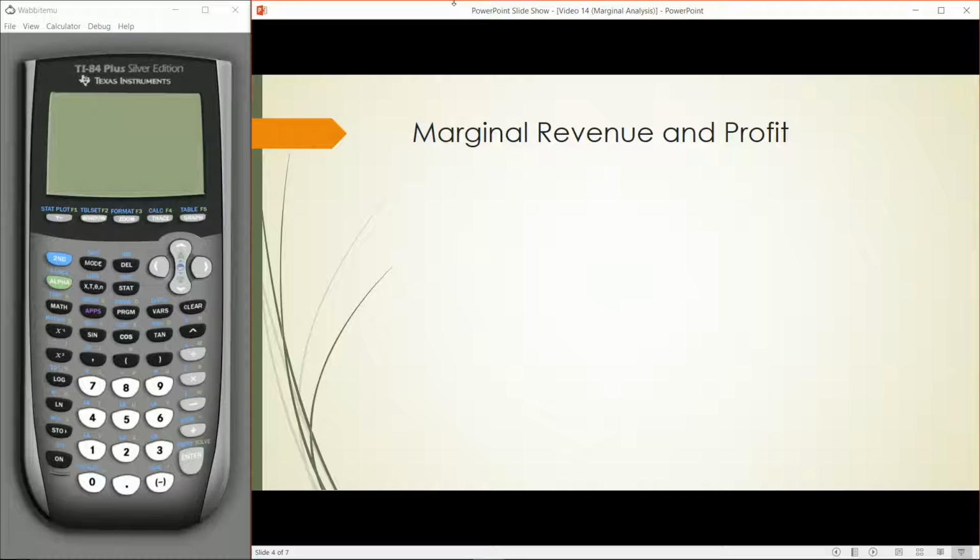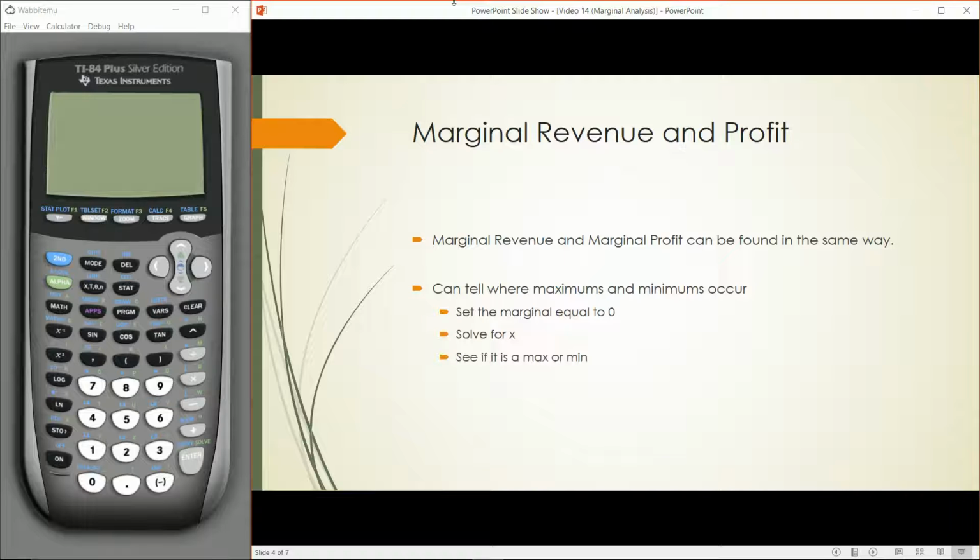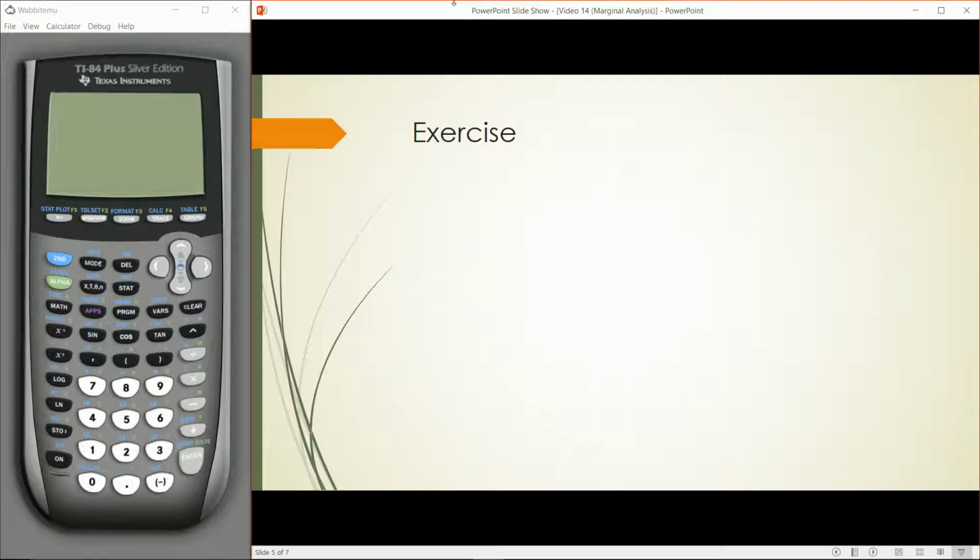All right. So we also have marginal revenue and profit, which is probably exactly as you think. Marginal revenue and profit can be found the same exact way, which means just take the derivative. But you can actually use these for a little bit more. You can find the maximums and minimums of profit or revenue. You can also use this for the cost, but usually people are more concerned about maximizing profit as opposed to minimizing cost. Because even if you minimize your costs, if you're not getting any revenue in, you're not going to maximize your profit. So let's look at an exercise.